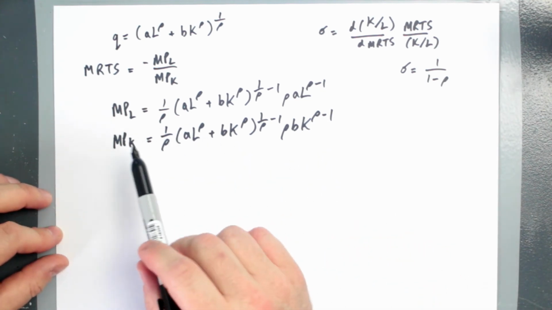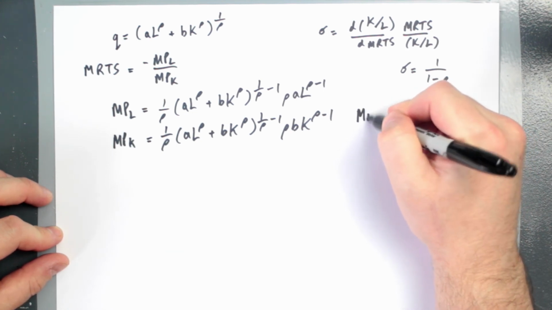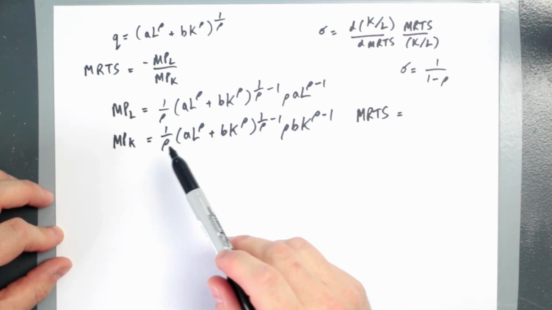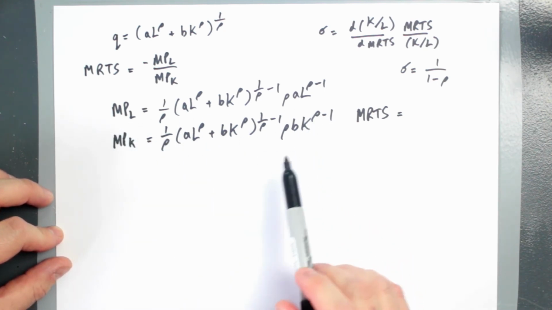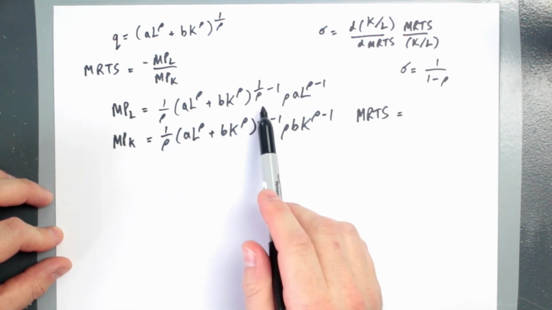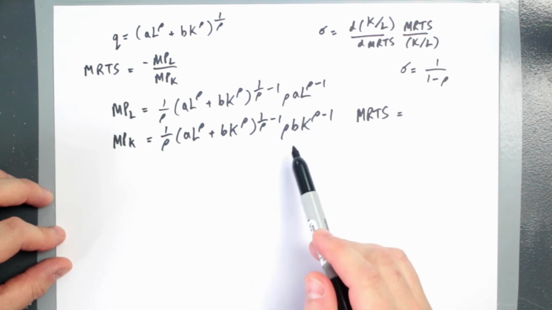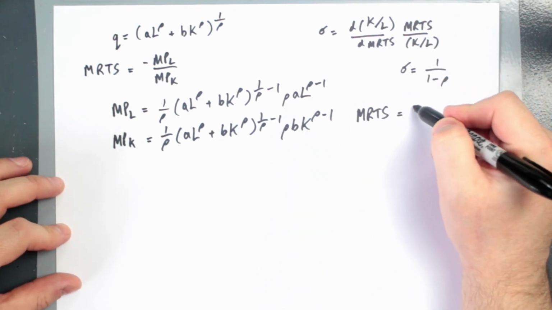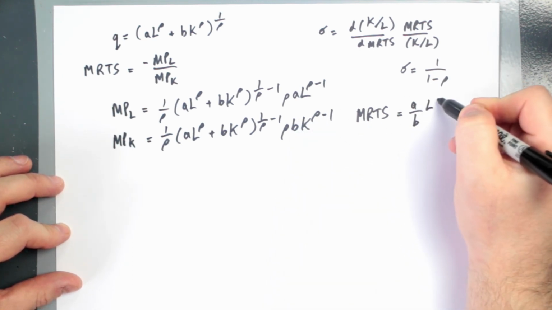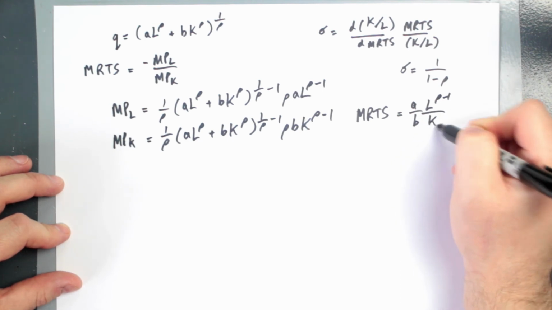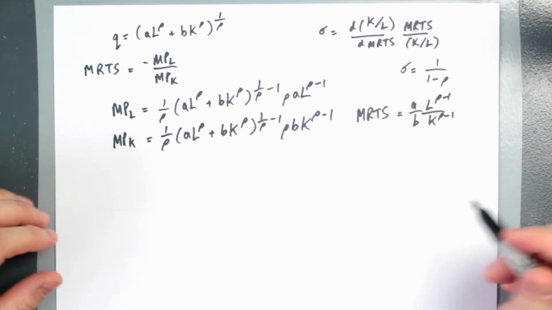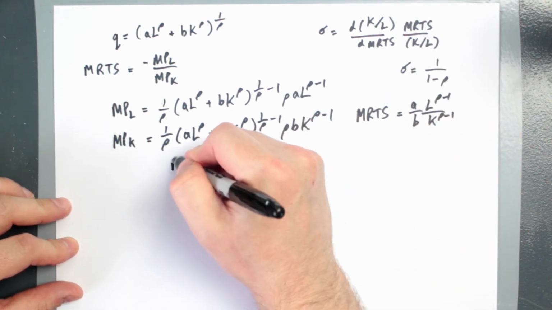They look rather complicated, but when we calculate the marginal rate of technical substitution, an awful lot is going to cancel out because we're dividing all of this by all of this. You can see the 1 over rho will cancel out, everything in this bracket will cancel out, and these rhos will cancel out. We'll be left with A over B multiplied by L to the rho minus 1 divided by K to the power rho minus 1.